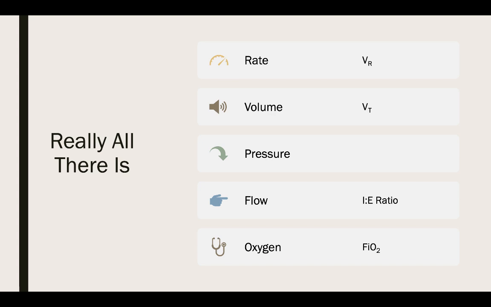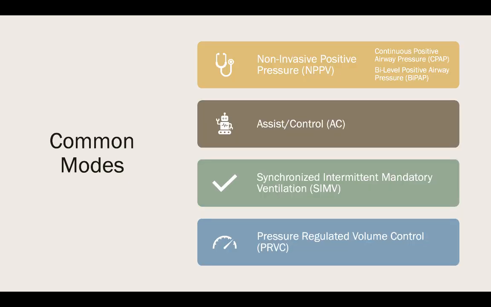Seems pretty straightforward, but how do we deliver these five things is what happens when we get into our ventilator modes. So we're going to talk about some common modes. There are probably a couple dozen different variations of all of these, but these are the big ones. First one we'll talk about are non-invasive positive pressure modes. These are CPAP and BiPAP. You're probably pretty aware of CPAP already, so we'll cover that. Then we'll go over BiPAP and how that differs from CPAP just a little bit.